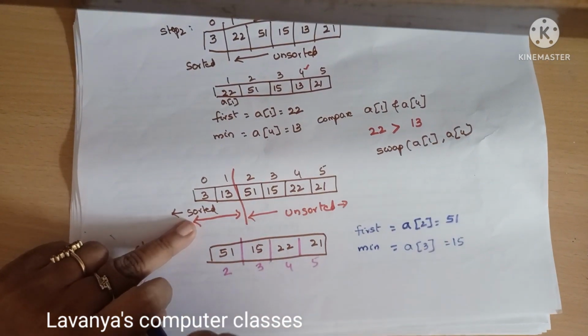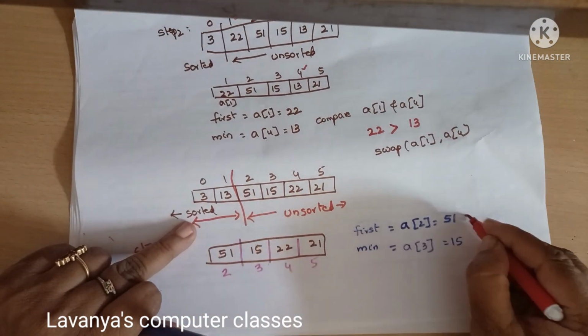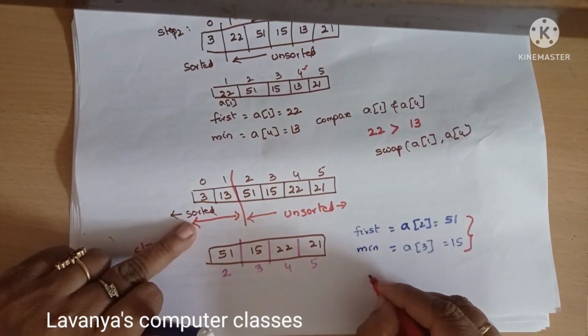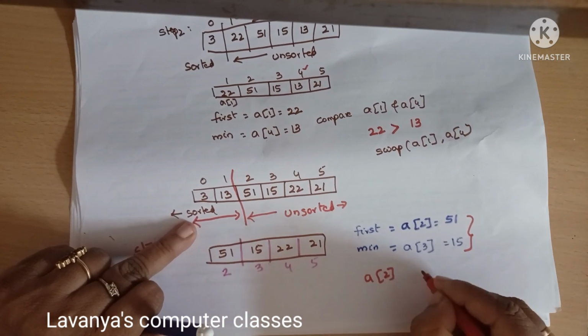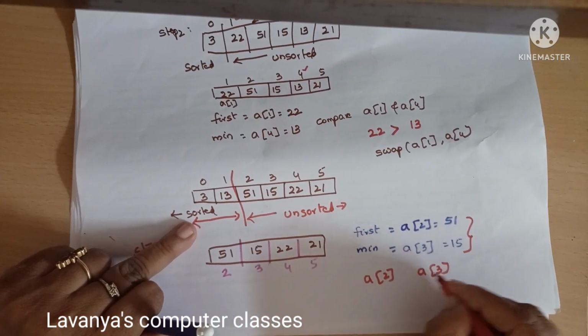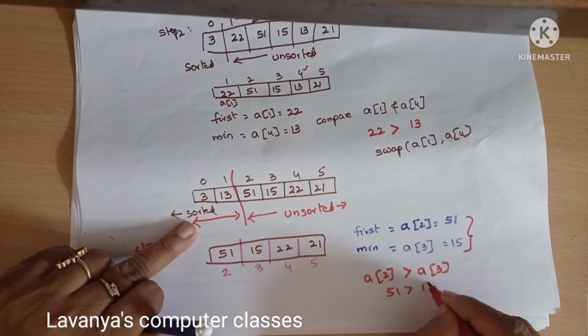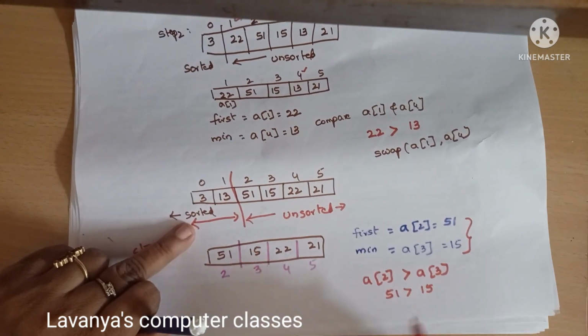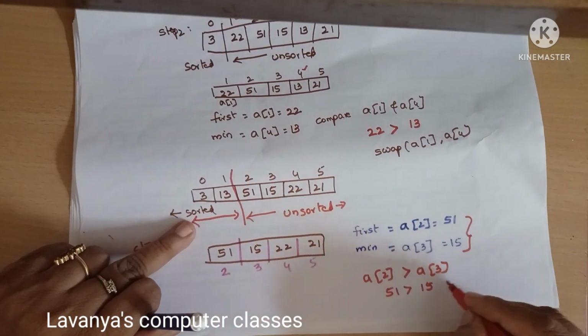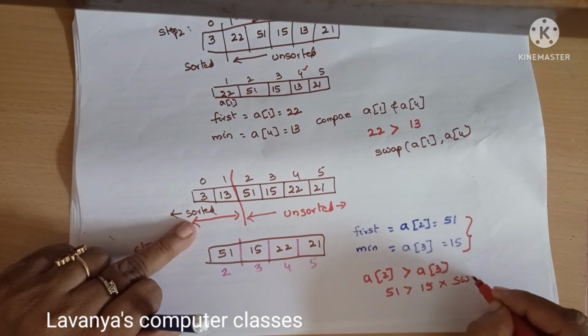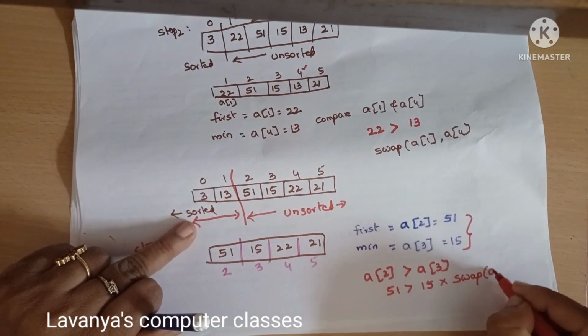Okay. Again the same procedure. What is the same procedure? Compare these two elements, A of 2 and A of 3. A of 2 is more than A of 3. 51 is more than 15. But according to our sorting procedure, the first element is always smaller. So here the condition is not satisfied. That's why we just swap.